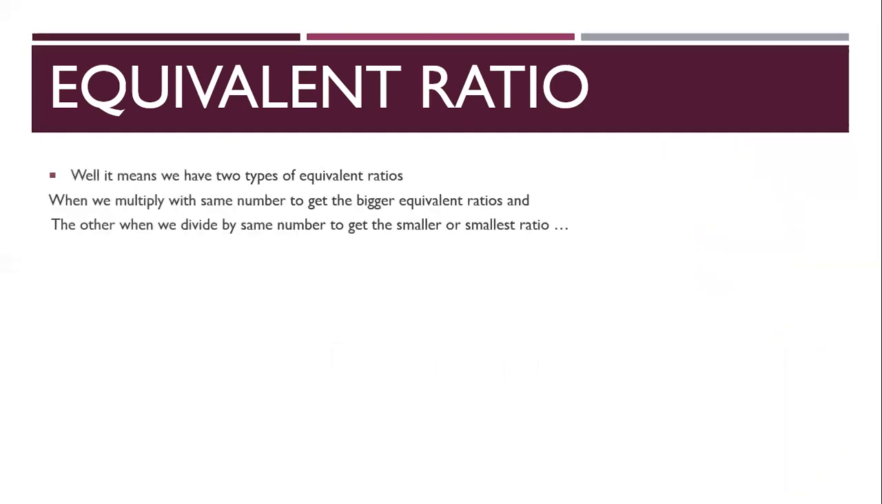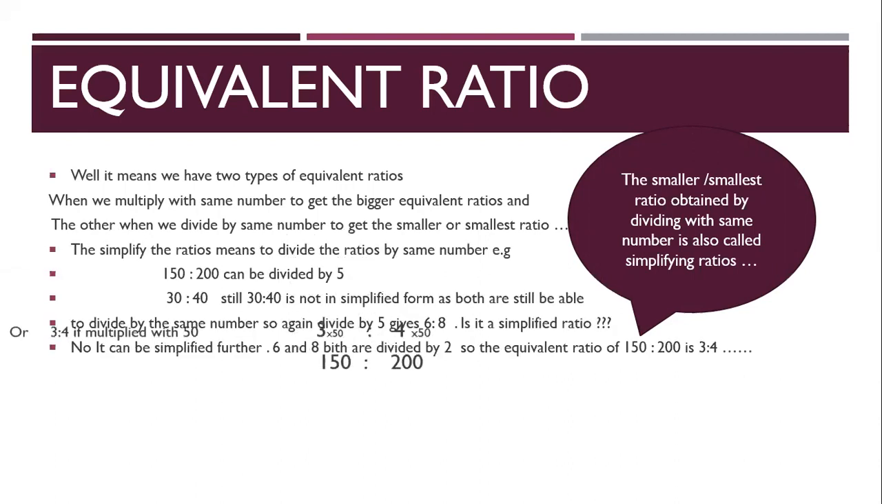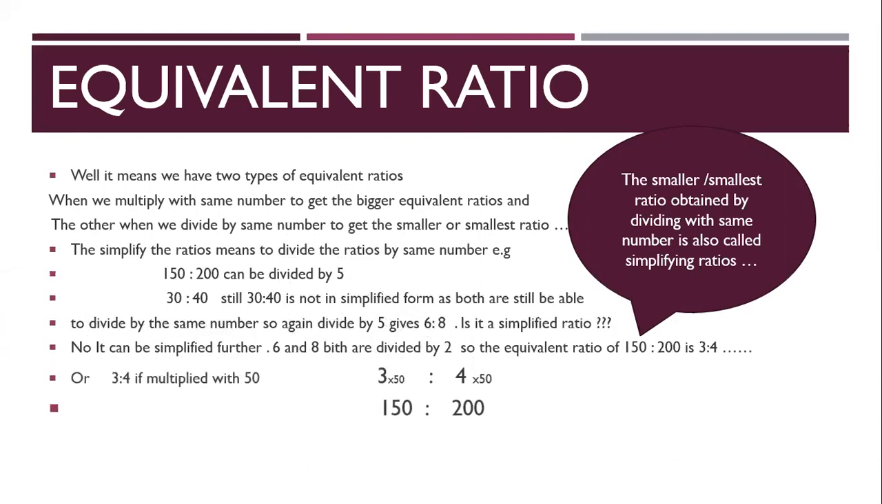Well, that means we have 2 types of equivalent ratio. When we multiply by the same number, we get a bigger number, and when we divide by the same number, we get a smaller number, or the smallest ratio. The smaller or smallest ratio obtained by dividing by the same number is also called simplifying ratios. To simplify the ratio means to divide the ratio by the same number. For example, 150:200 can be divided by 5, so we get 30:40.